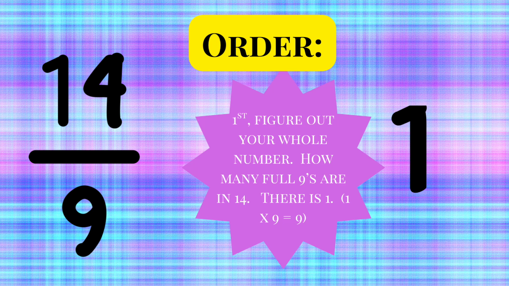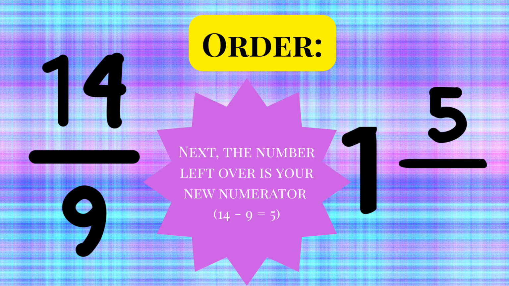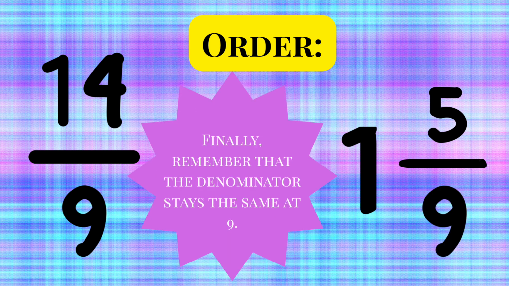Finally, we convert 14/9. Think about this. How many full 9s are in 14? We know that 1 nine is 9, but 2 nines would be 18, which is more than 14. So we can only make 1 full whole from 14 ninths. After we take out that 1 full 9, we have 5 left over. Therefore, 14 over 9 equals 1 5/9.